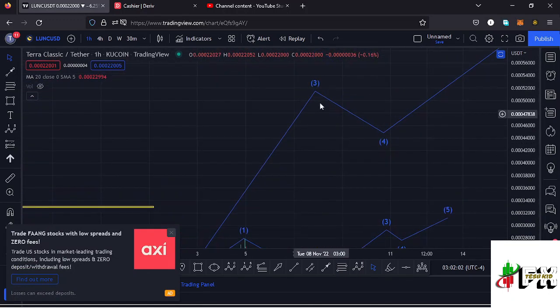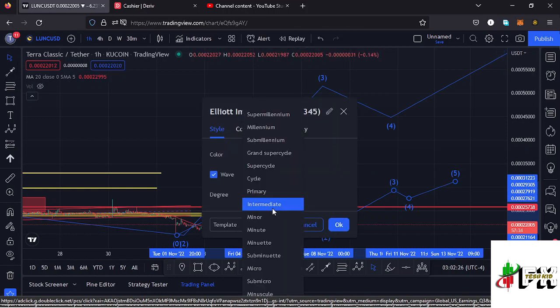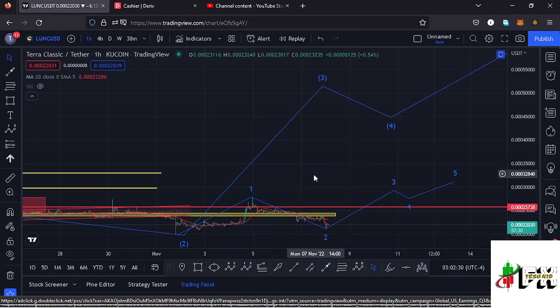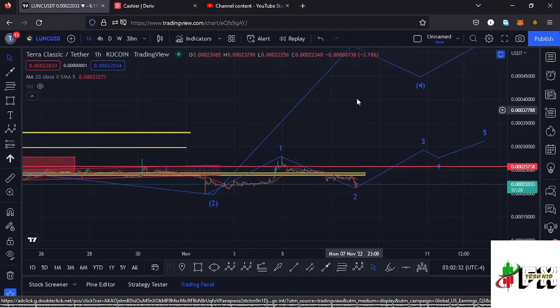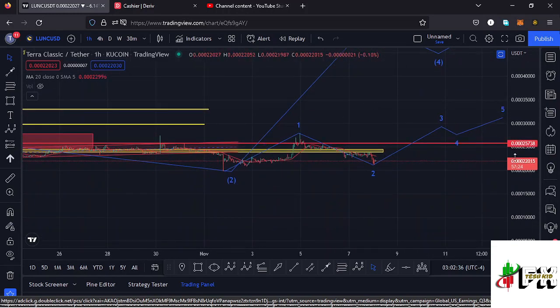we have right here. And I think it's good that I changed the degree of this Elliott wave structure that I have drawn out over here to have it as a minor like that, so that we can see that better. It's a fractal wave within a higher Elliott wave count to the upper side. So that is what I'm expecting over here.